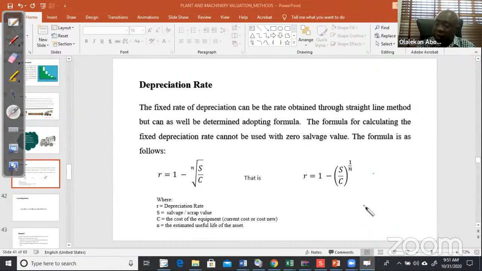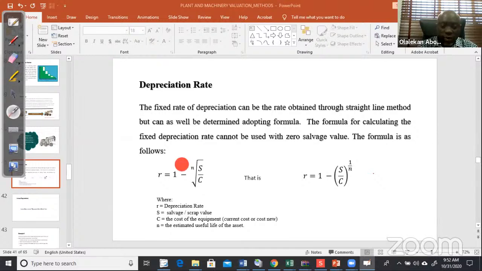Another scenario you can face is that the question might give you the depreciation rate. Okay, so in this formula, we will be running with this formula because we are dealing with what? Reducing balance method. In this formula, we have what we call depreciation rate, which is my R. I use R to represent that. S is the salvage or scrap value. Then cost is the original cost of the asset, that's the current cost or cost new of the asset. Then N is the lifespan, life expectancy, estimated lifespan, or what you call economic lifespan of the asset. That is the N.